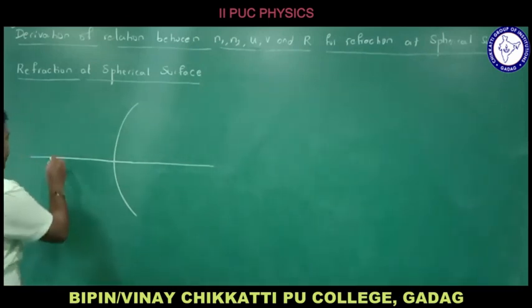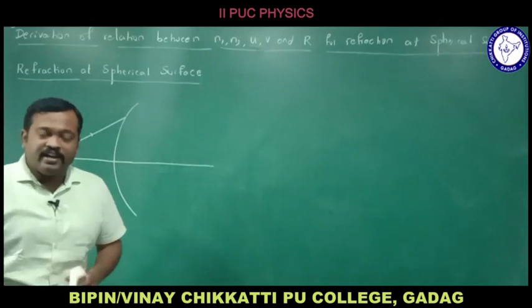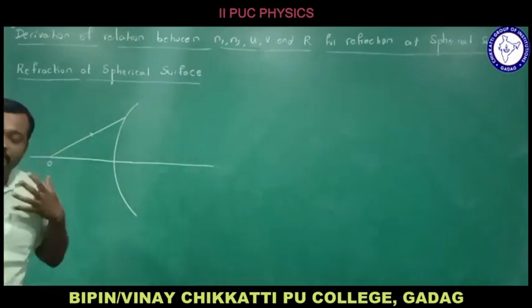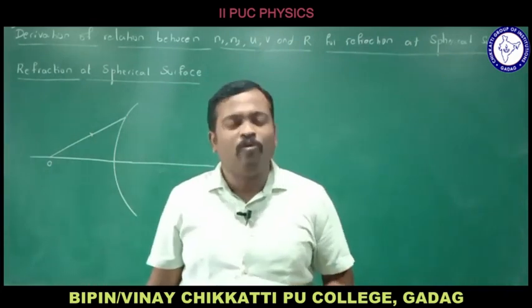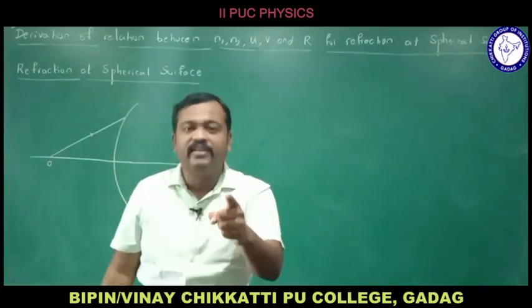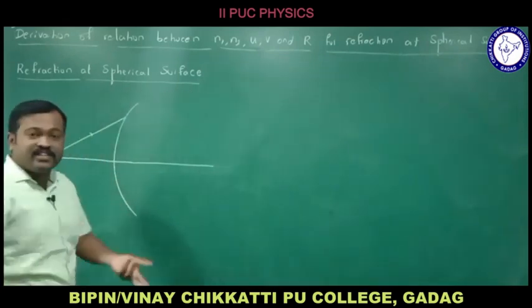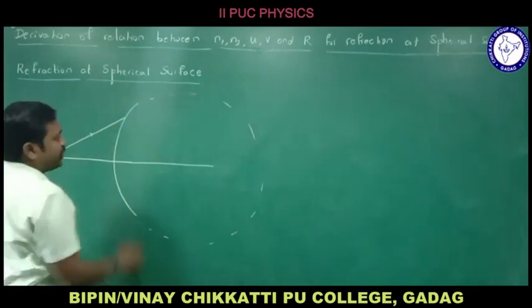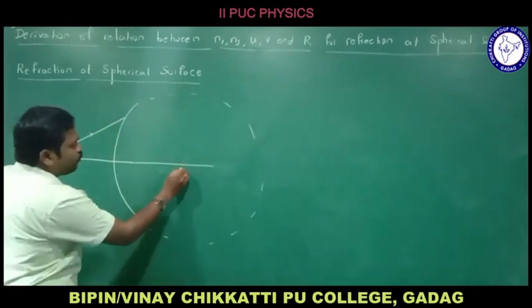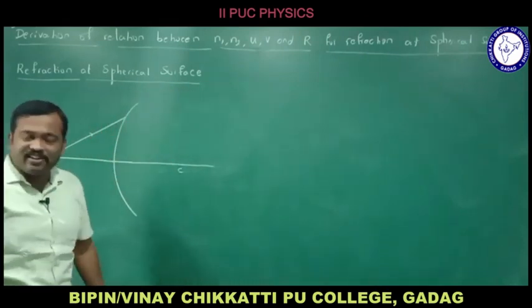So I will be taking a ray of light which falls on the spherical surface. Let me take a line which falls on the spherical surface. Now I need to draw the normal. If I want to draw the normal, I want the center of curvature. You know what is center of curvature? Center of curvature is the center of the sphere of which a spherical surface is a part. First of all I will make it a sphere. If I make it a sphere, here we get the center of curvature. I don't want this part, let me remove it. So I got a center of curvature here.